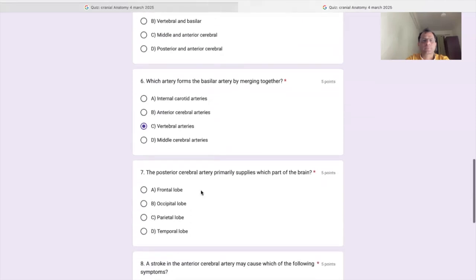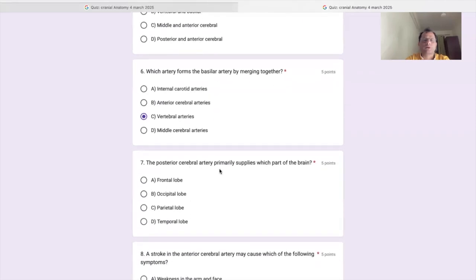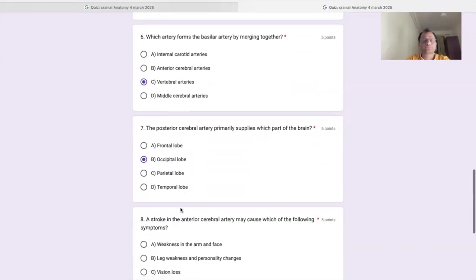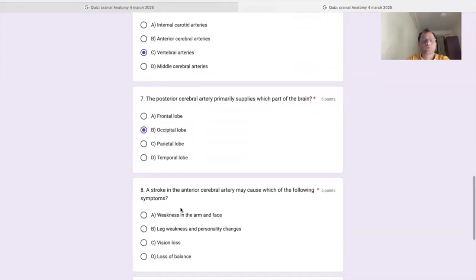Question number 7. The posterior cerebral artery primarily supplies which part of the brain? Posterior cerebral artery supplies which part of our brain? So the answer is the occipital part of the brain. Occipital. Next.